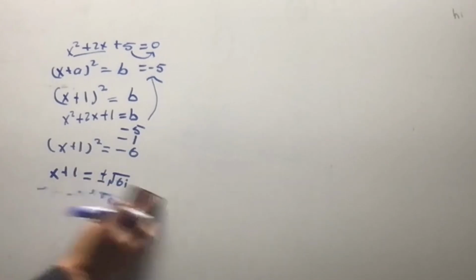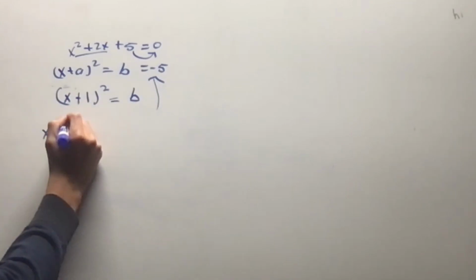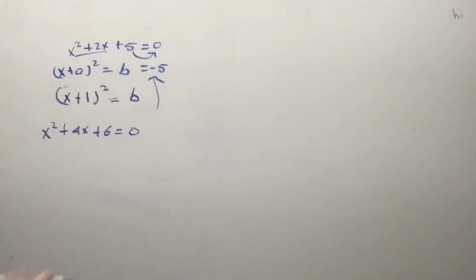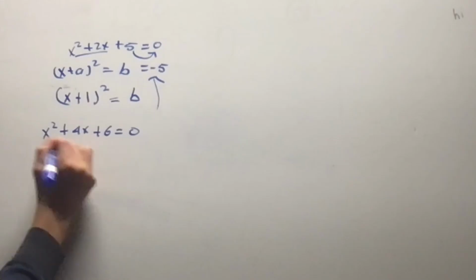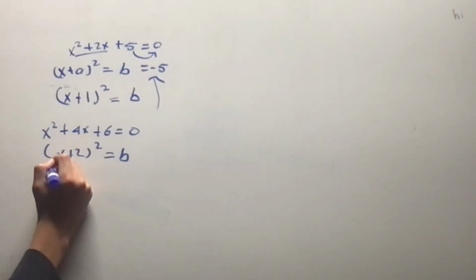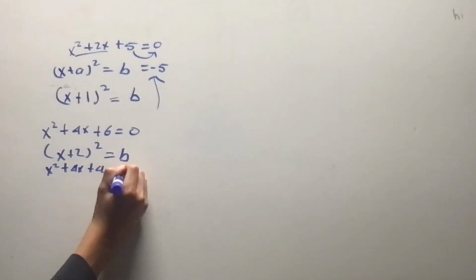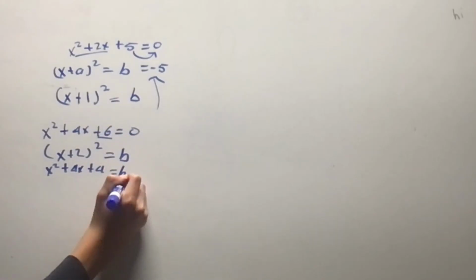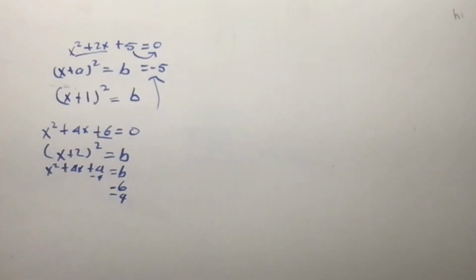Let's try another example. Here we have x squared plus 4x plus 6 equals 0. We first half this to find this part. So we get x plus 2 squared equals b. This turns into x squared plus 4x plus 4 equals b, where b is -6 because of this part. And then we just subtract 4 from both sides because we added a 4 here to complete the square.